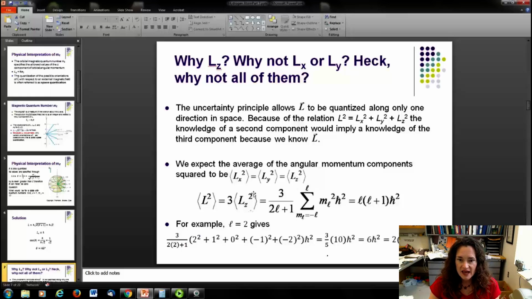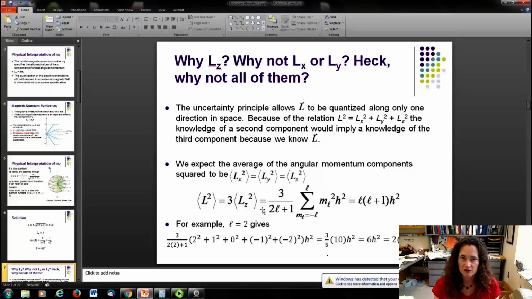Okay, so now this is the average value. To get an average value, what you do is you sum up your values and you divide by the total number of values, right? Well, that 2L plus 1, remember, is the total number of possible values of m sub L. If you go from minus L, minus L plus 1, and so on and so forth, all the way up to L, then you've got 2L plus 1 values of m sub L. You can check it out.